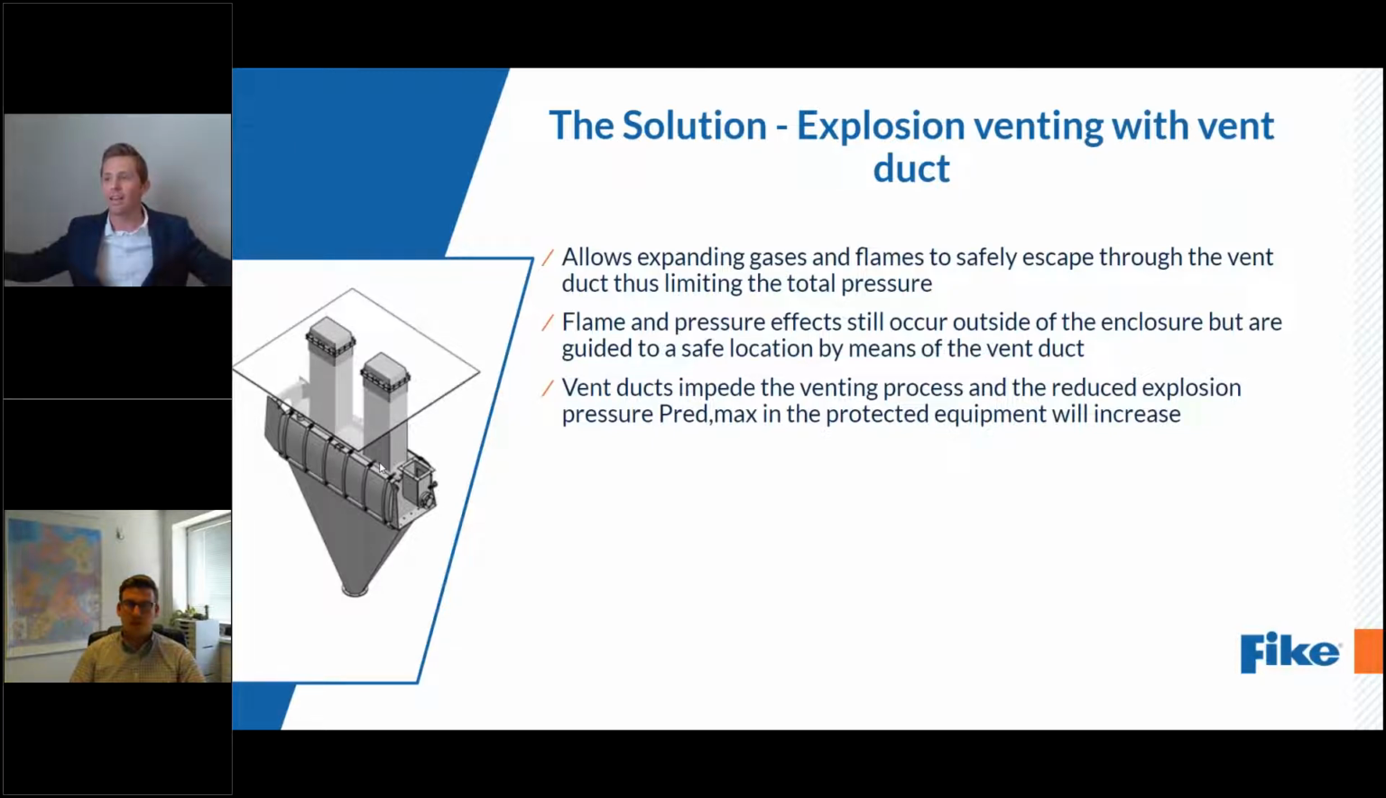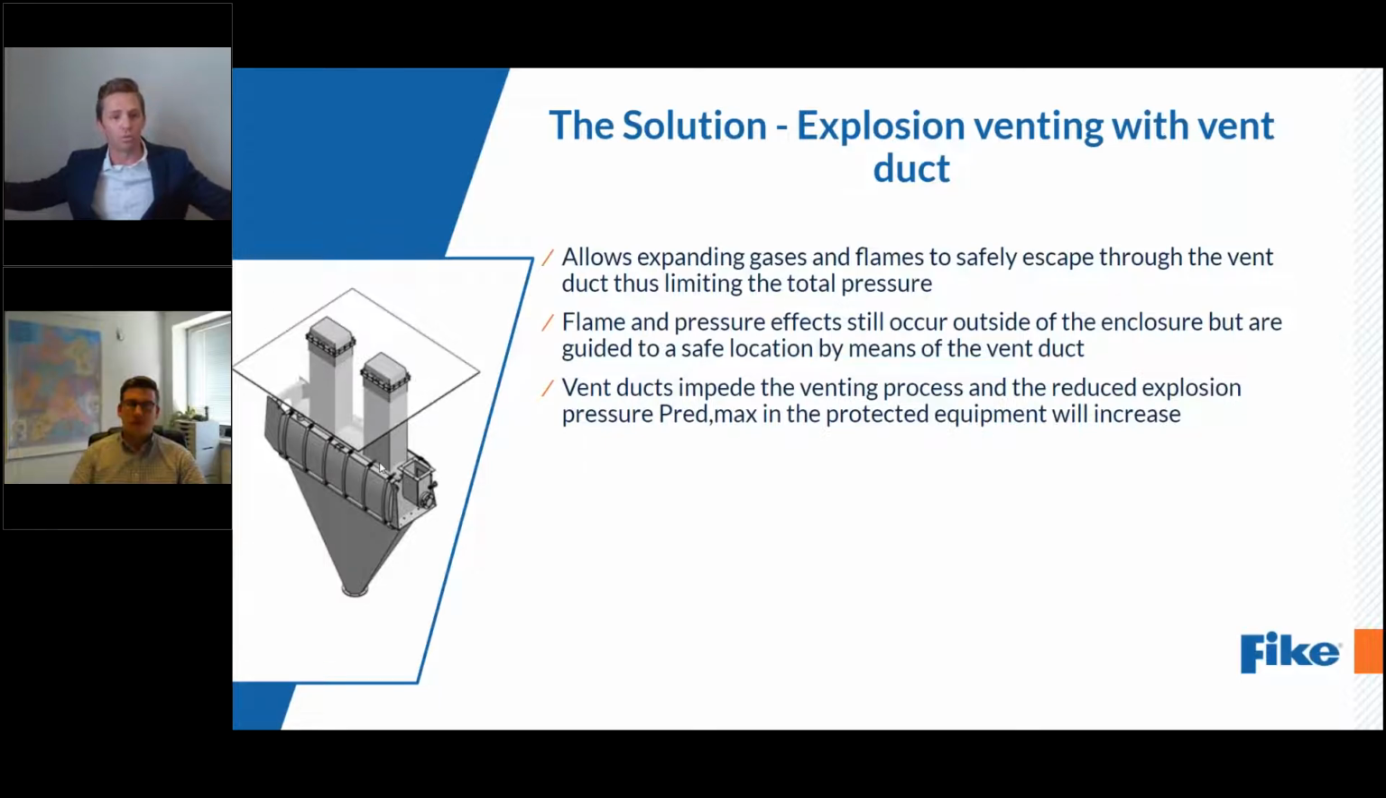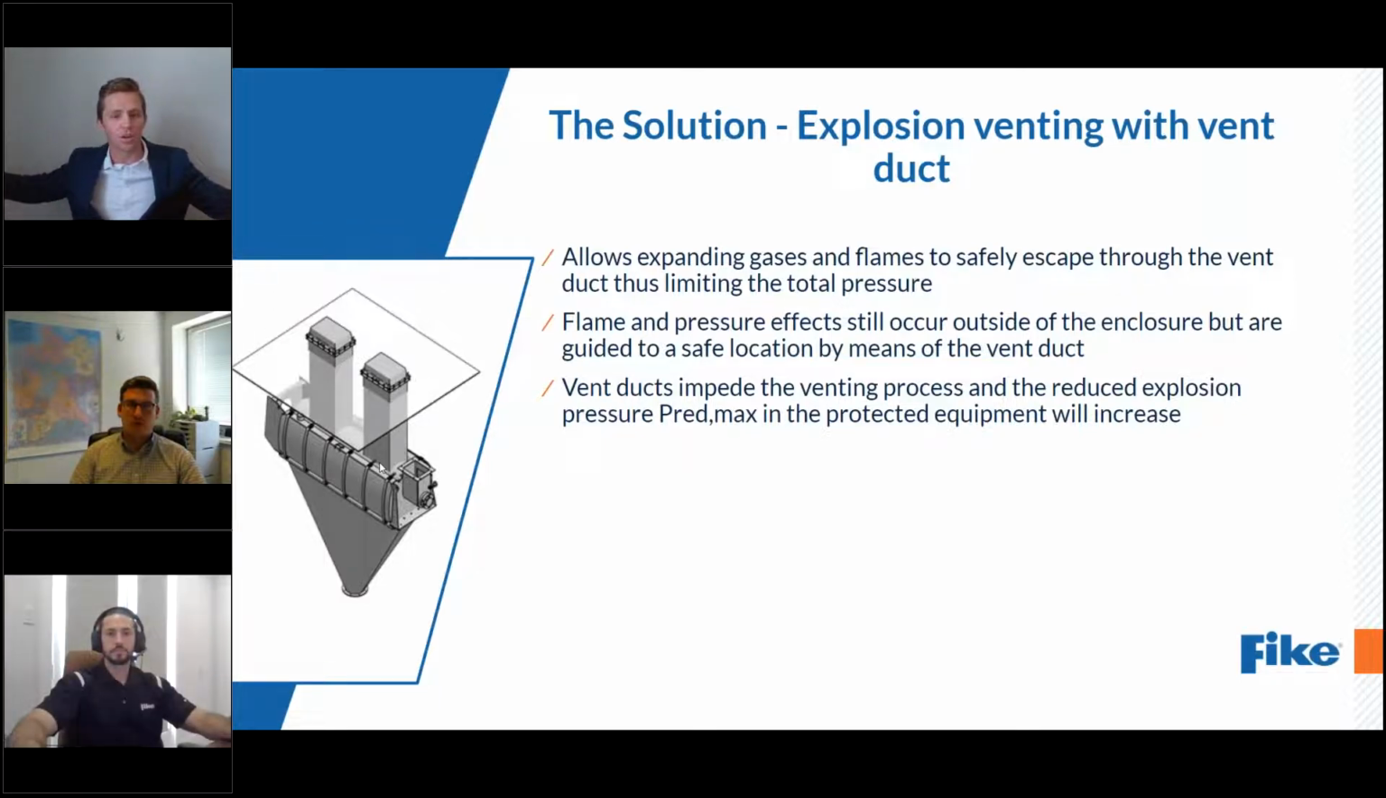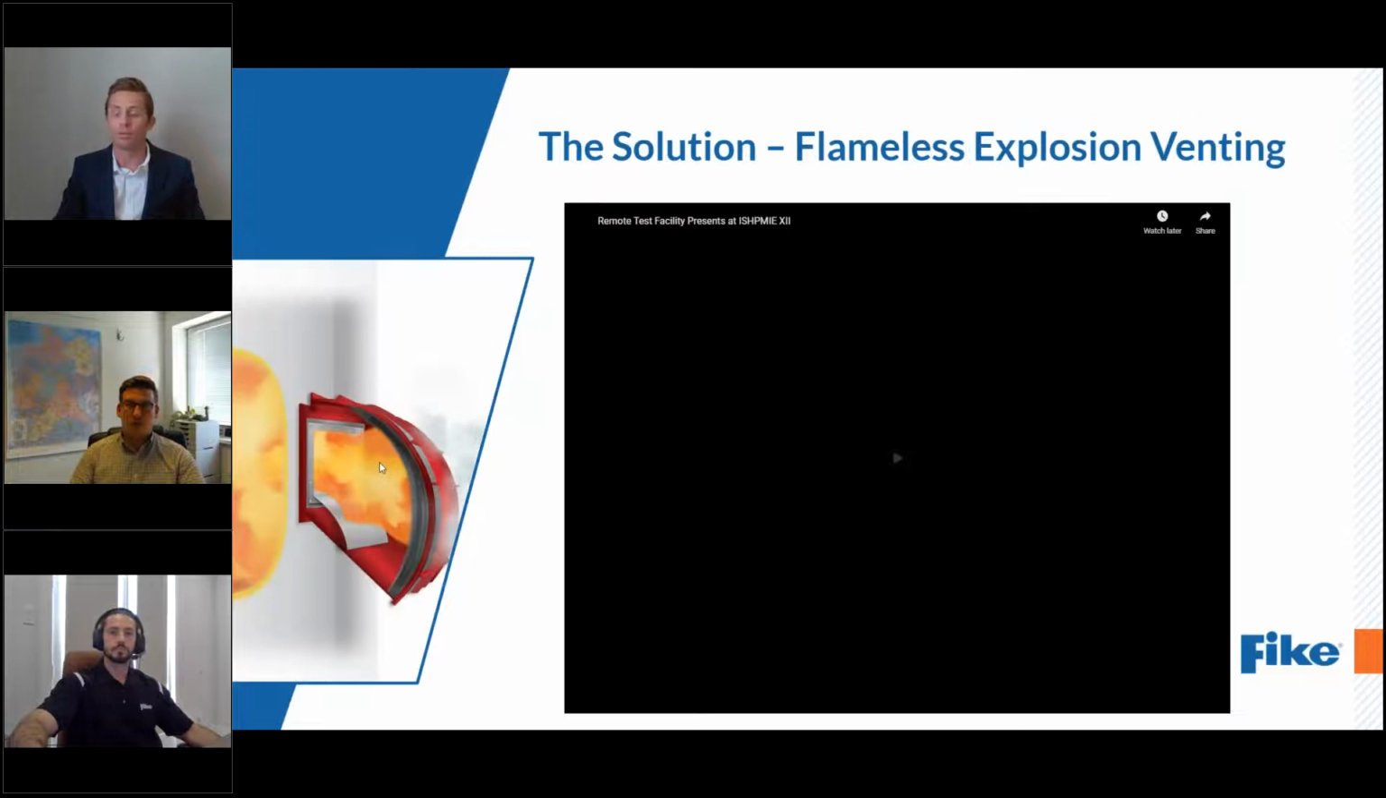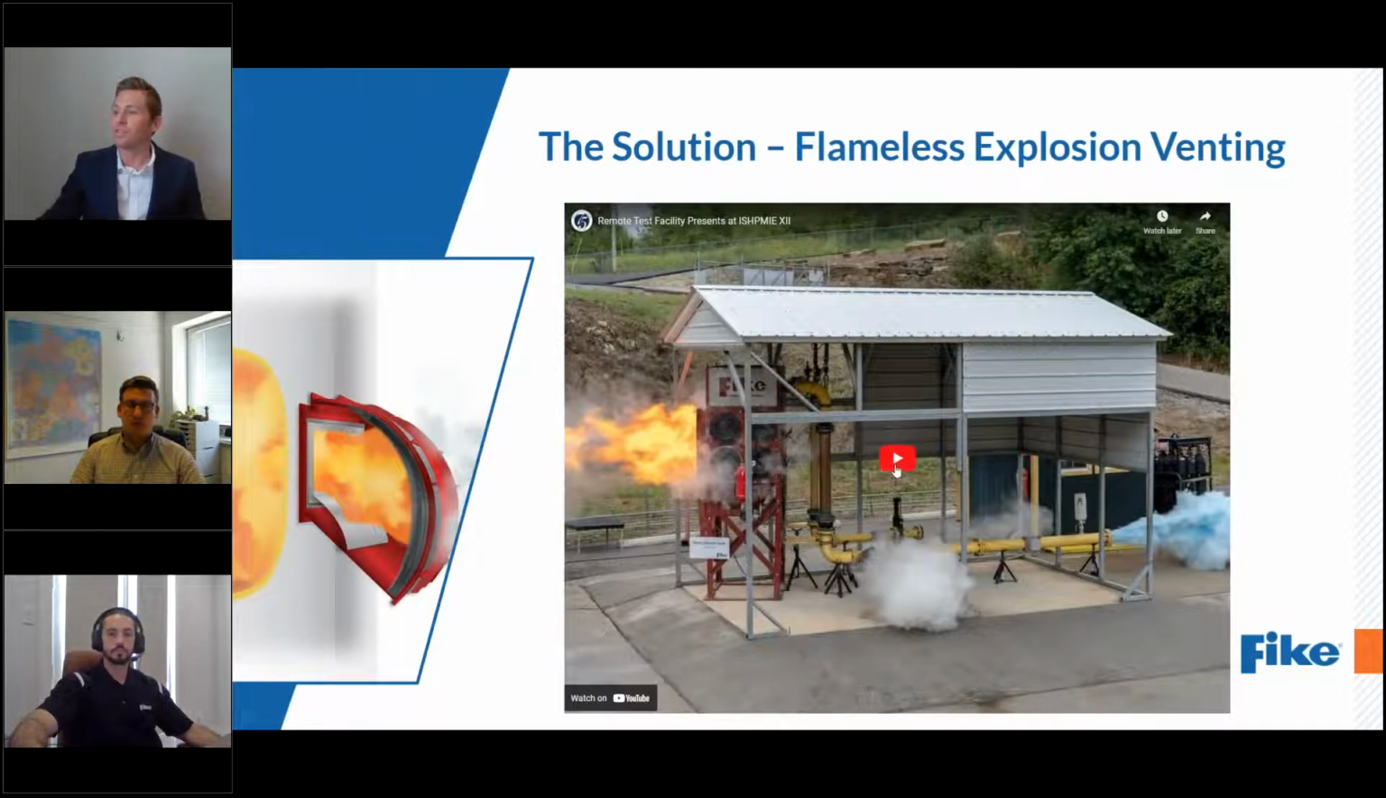We normally say that it's within an arm's wingspan. If you can touch an exterior wall in an enclosure, you can probably get it to work. But if, let's say, you're in the middle of the room, a 50-foot long explosion vent duct is not going to be acceptable. Here's a flameless venting demonstration.